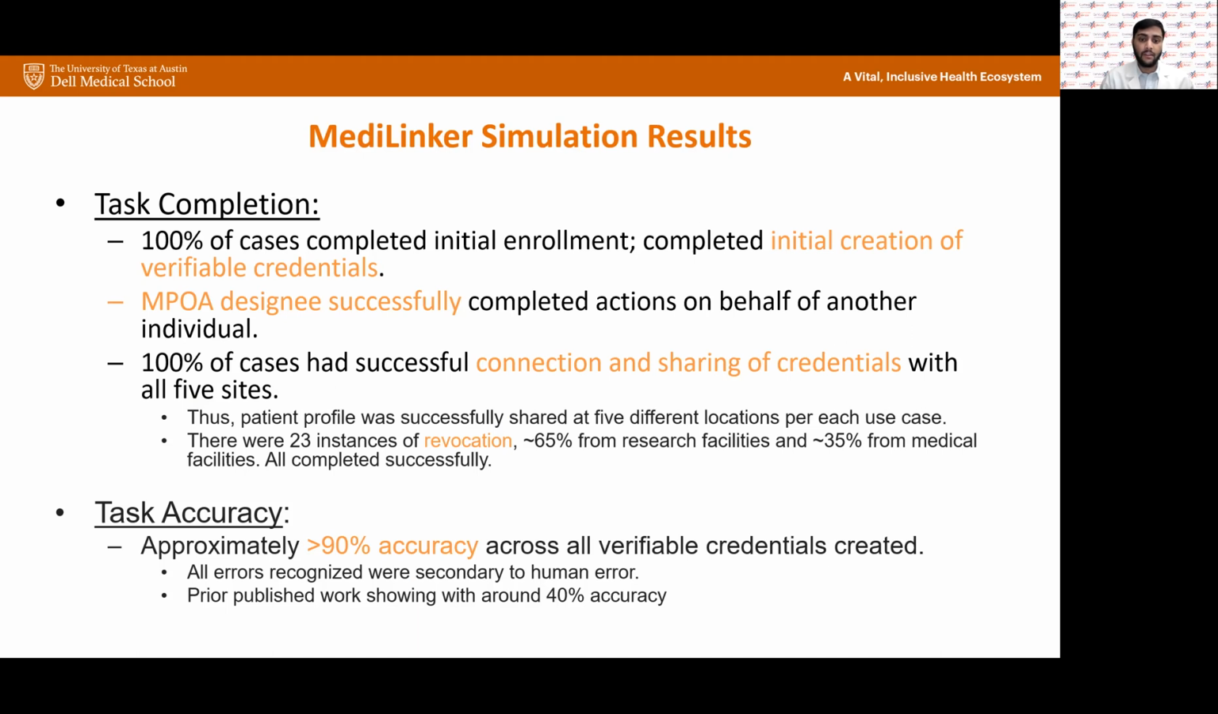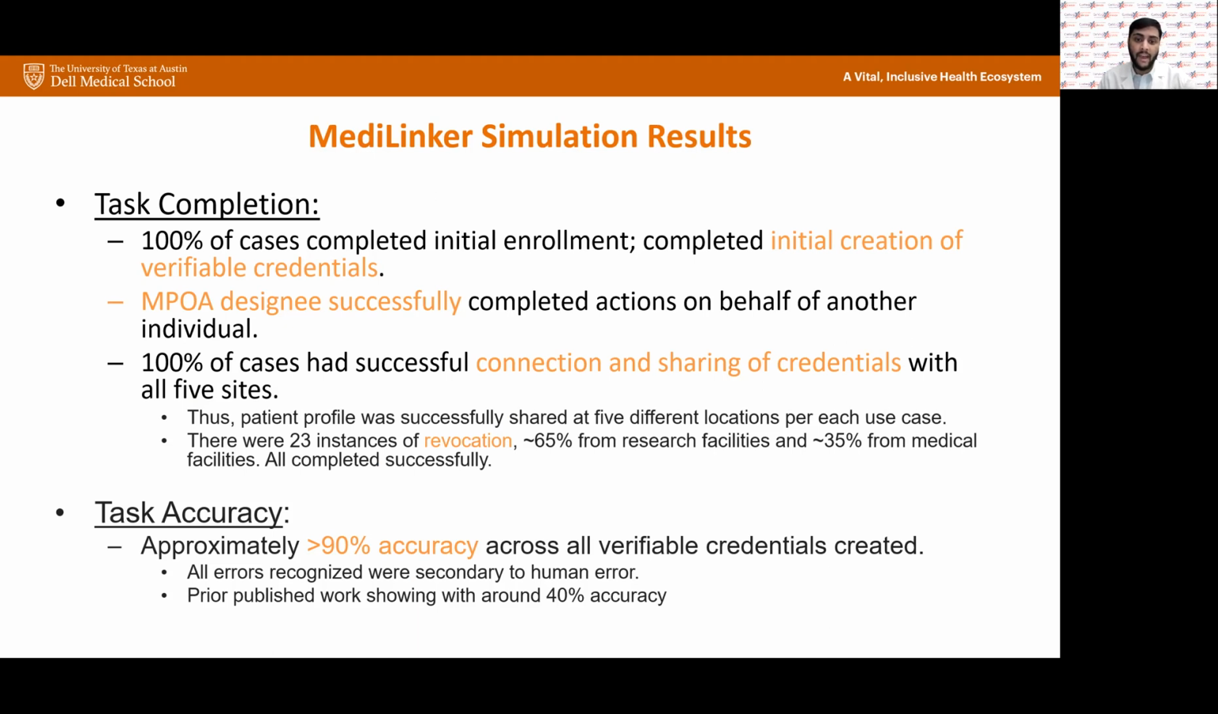All participants were able to successfully connect with and share their credentials with the 5 sites, meaning that their healthcare data was successfully transitioned across 5 discrete providers. Additionally, all participants successfully provided consent for research enrollment and were able to revoke their data from desired sites according to their use cases.